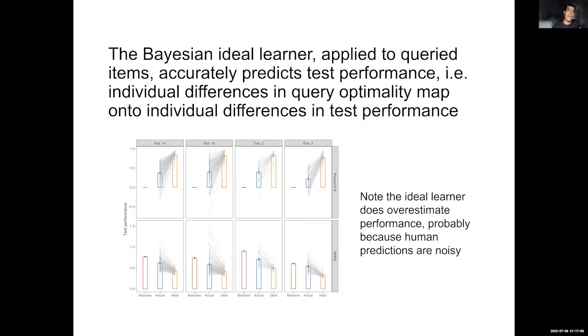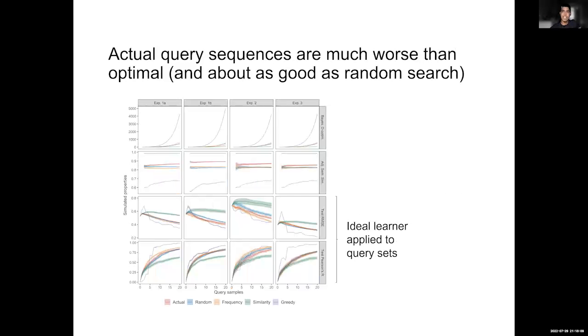We also note here that the ideal learner does a little bit better than human subjects, most probably because human predictions are noisy and our Bayesian learning model doesn't really allow for that noise. Okay, this is a complicated graph. I only have one or two minutes left, so I'll focus on a few things. In this general graph, what we're doing is evaluating different types of search strategies.